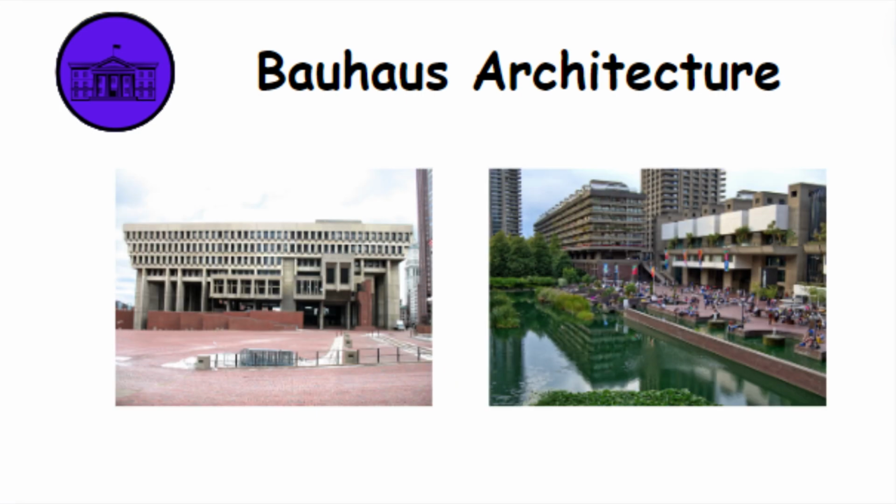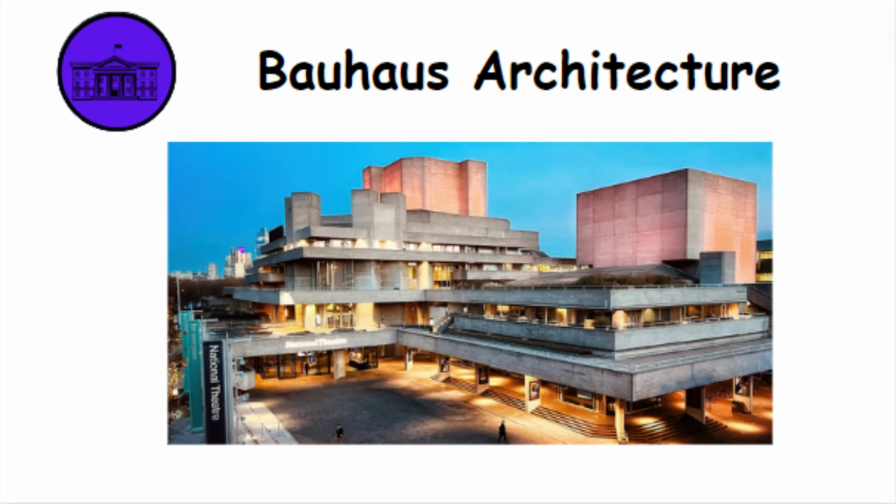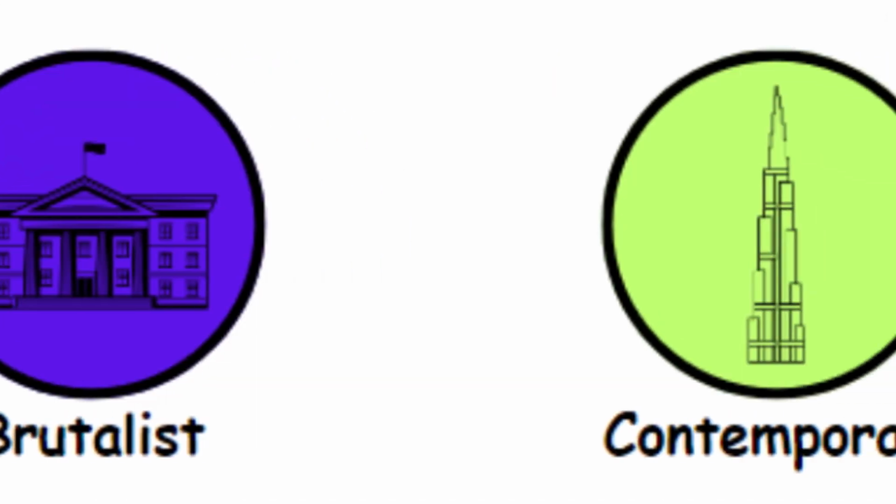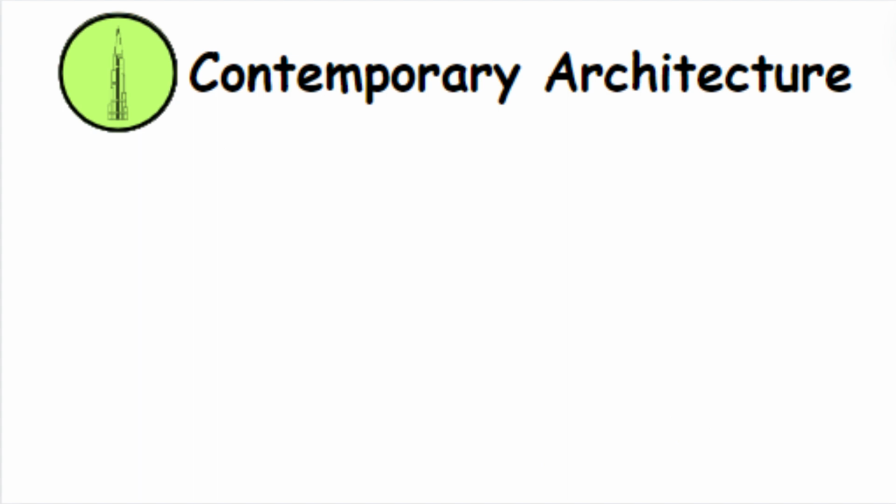While controversial for its imposing appearance, Brutalism has gained recognition for its expressive and innovative approach to architecture, seen in structures such as the Boston City Hall and the Barbican Centre in London. The National Theatre in London, England, is a notable example of Brutalist architecture characterized by its exposed concrete surfaces, geometric shapes, and monumental presence. Contemporary architecture.